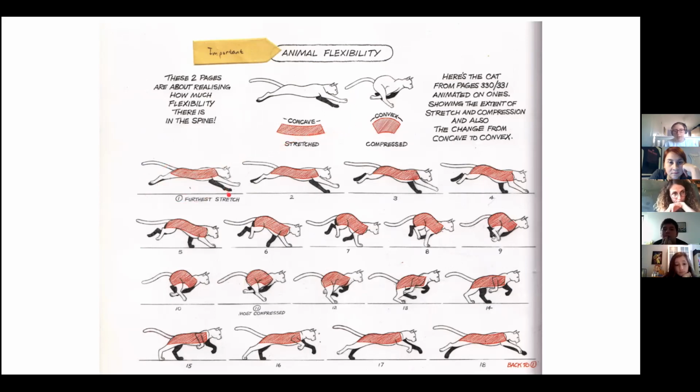So for example here, this first keyframe, you can see how the spine is stretched out, and as it continues, it's very compressed.